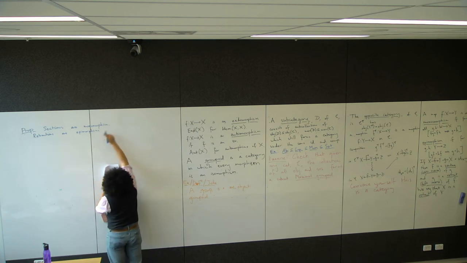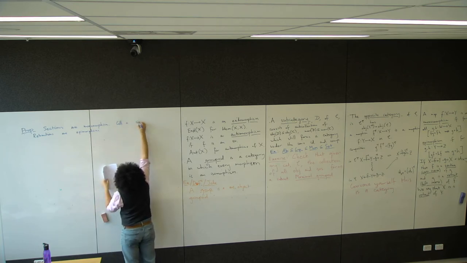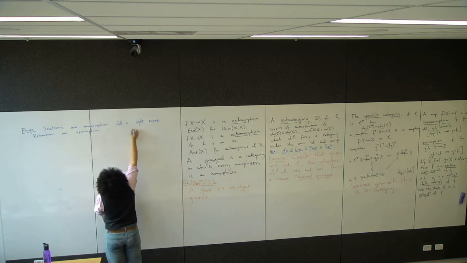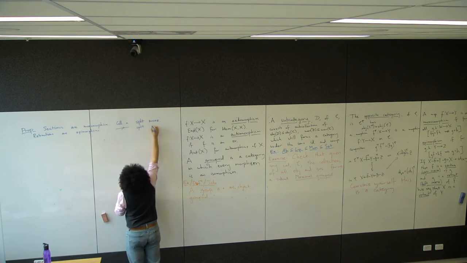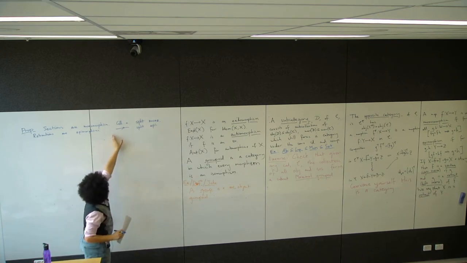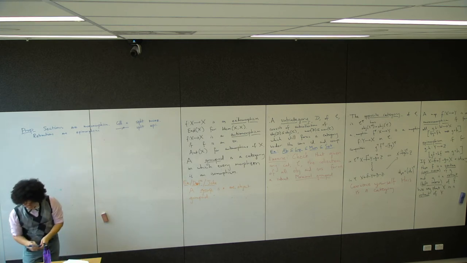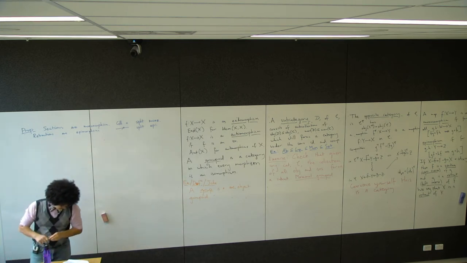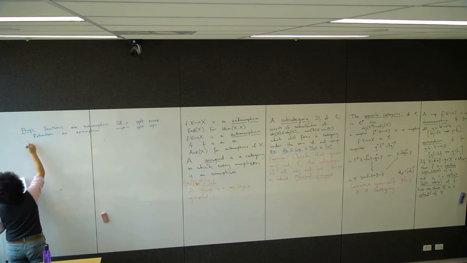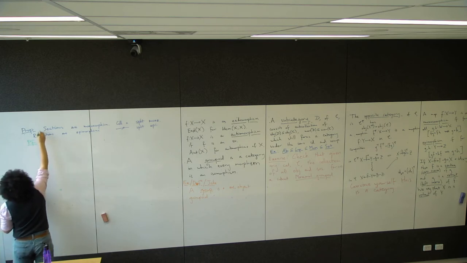So we would call a section a split monomorphism. So I'll just write split mono. And we would call a retraction a split epimorphism. All right. But that's just what we call things. This is the actual proposition. Let's prove it. Well, let's prove the first part, and the second part is an exercise. So this is one, and this is two.